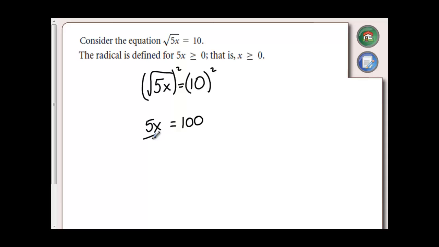Now we just need to isolate x, or solve for x. So we're going to divide by 5 on both sides, because that's going to eliminate the 5. And we get x equals 20.